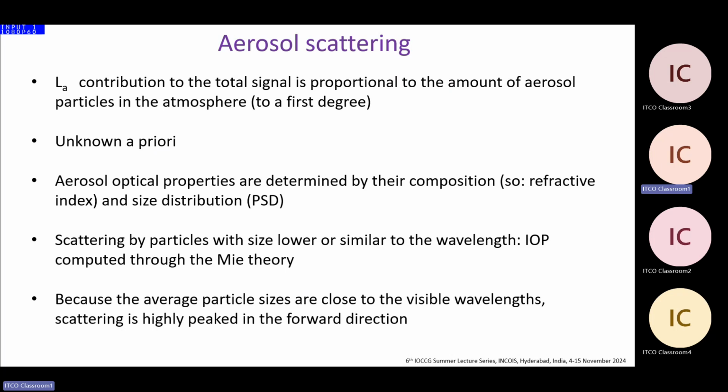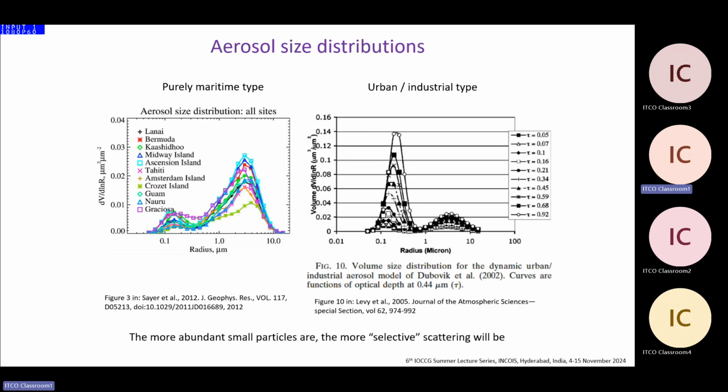And that again, most of the time, what is done to generate lookup tables and analyze ocean color or whatever, is that optical properties of aerosols are based on the Mie theory, which is, as you probably know, normally valid for spherical homogeneous particles, which aerosols are not. But, you know, it's generally a good enough approximation. Or sometimes we use different techniques, but most of the time it's still done with the Mie theory. And because the average particle sizes are close to the visible wavelengths, the scattering for this aerosol is highly peaked in the forward direction, like for phytoplankton in the sea.